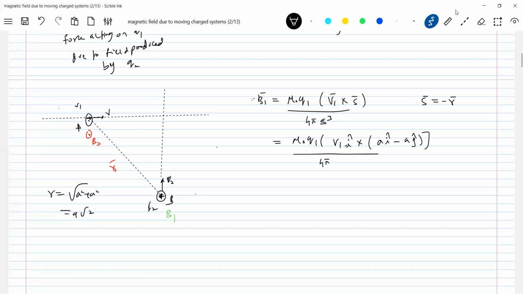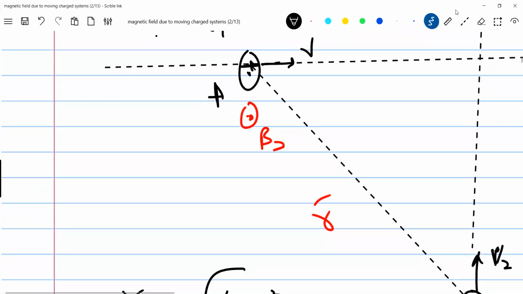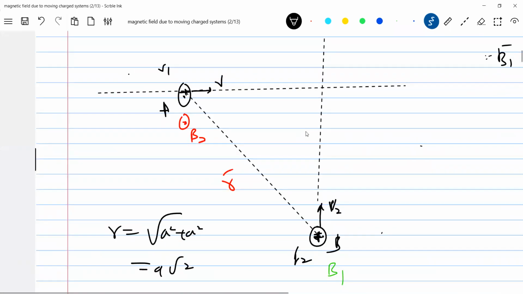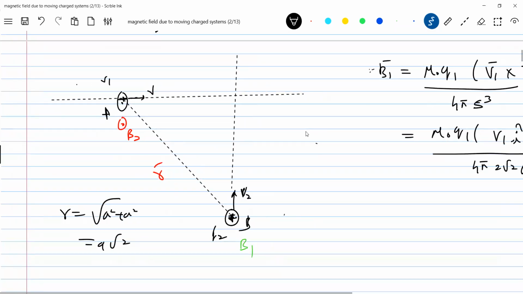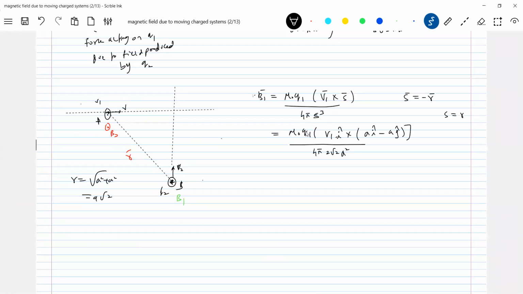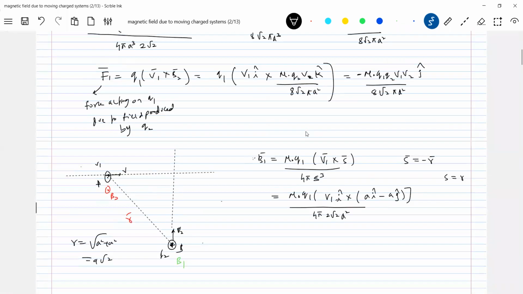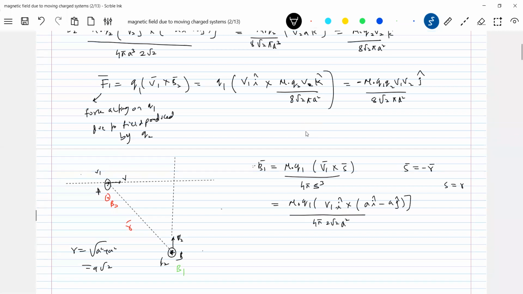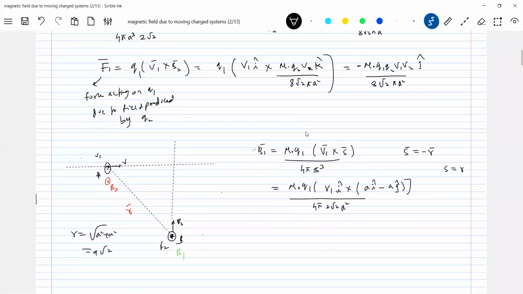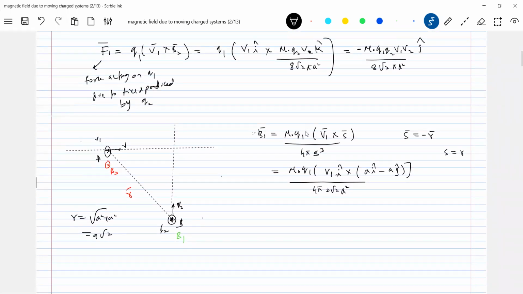4 pi. In fact, S is equal to R, no? S is equal to R. So same 2 root 2 A cube. Two root 2 A cube.